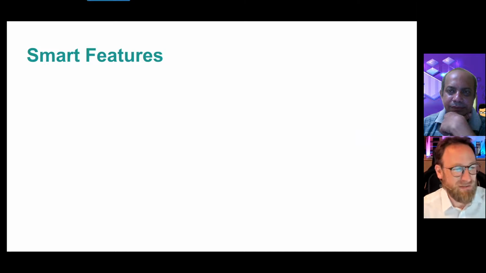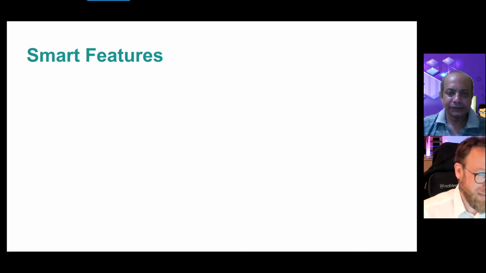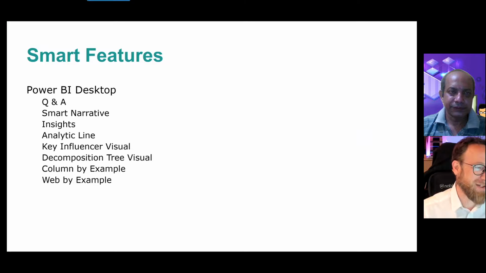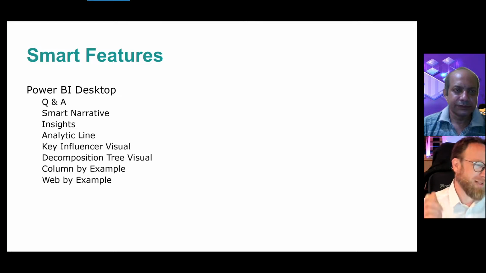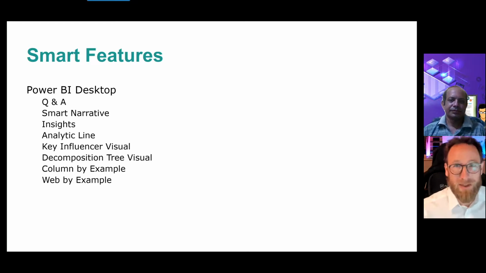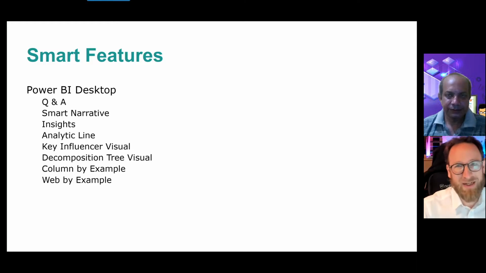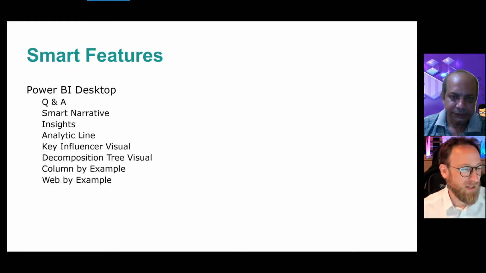The features I identify as smart features are the following. In Power BI Desktop, we have Q&A, the question-answer feature, where you can just type in a question and then the tool will present you an answer for that. We have smart narratives, where you can get a summary in plain English about what's happening in the organization. There's this insights feature where you can ask for certain data points: please explain to me why this point is higher than the previous one or lower than the previous one. We have analytic lines where you can have trend lines and so on.